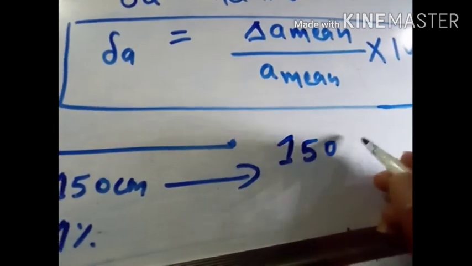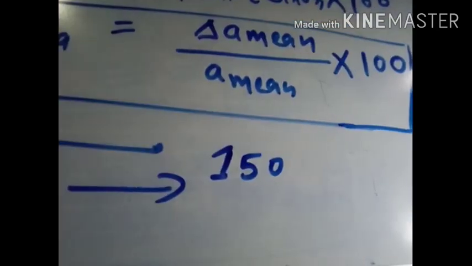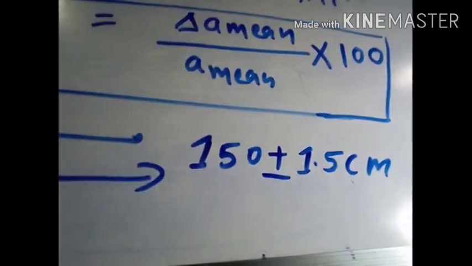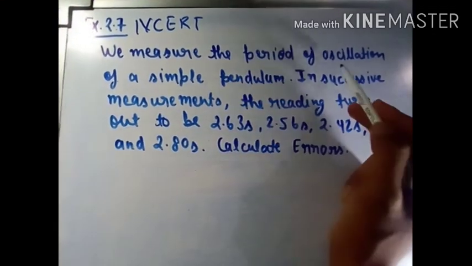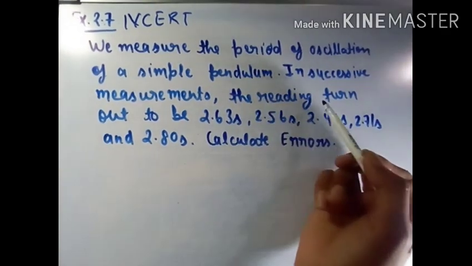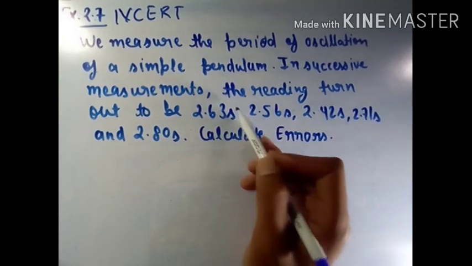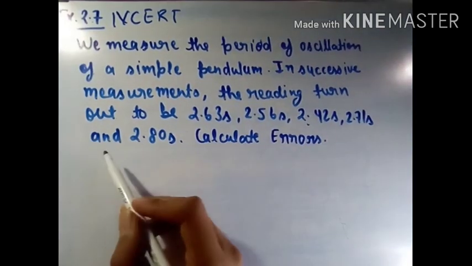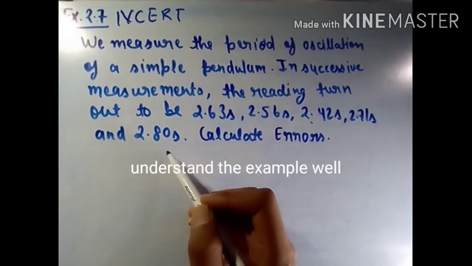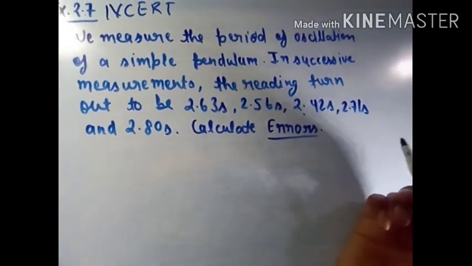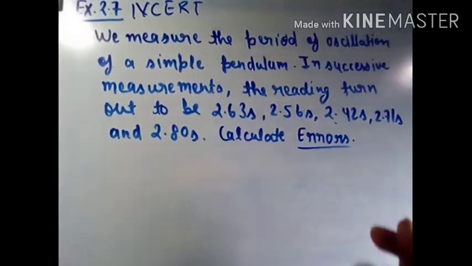And you will write your answer as 150 plus minus 1.5 centimeter. Understand? The example is: we measure the period of oscillations of a simple pendulum. In successive measurements, the readings turn out to be 2.63 second, 2.56 second, 2.42 second, 2.71 second, and the last one is 2.80 second. So these are the measurements, and you have to calculate errors. When the question is about errors, you have to calculate all types of error.